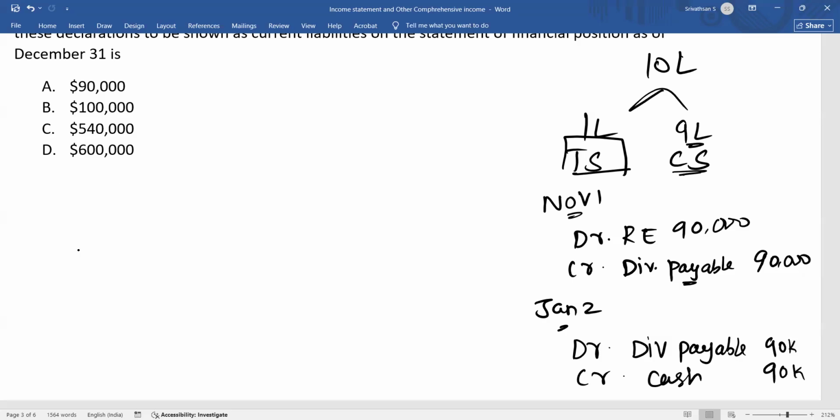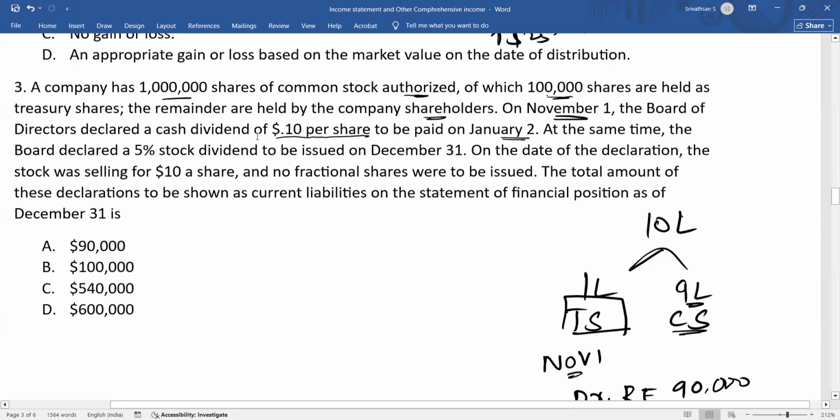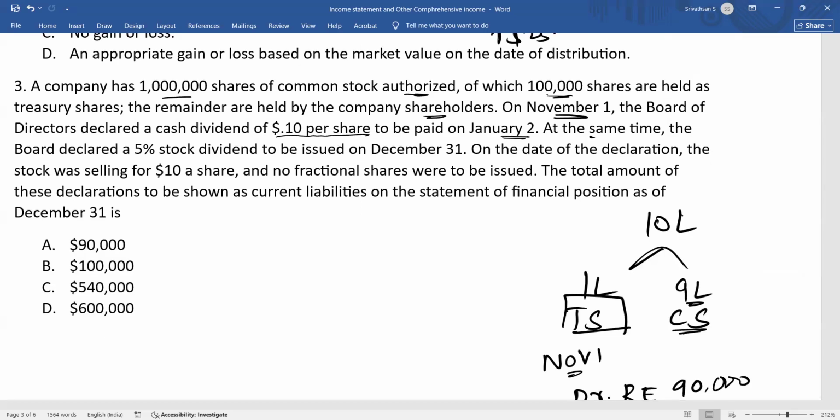So 90,000 cash we have to credit. Now reading the question further. At the same time, the board declared 5% stock dividend to be issued on 31st December. So here, 5% stock dividend means it is a small stock dividend. On the date of declaration, the stock was selling for $10 per share and no fractional shares were to be issued. The total amount of these declarations to be shown as current liability on the statement of financial position as of 31st December is how much?